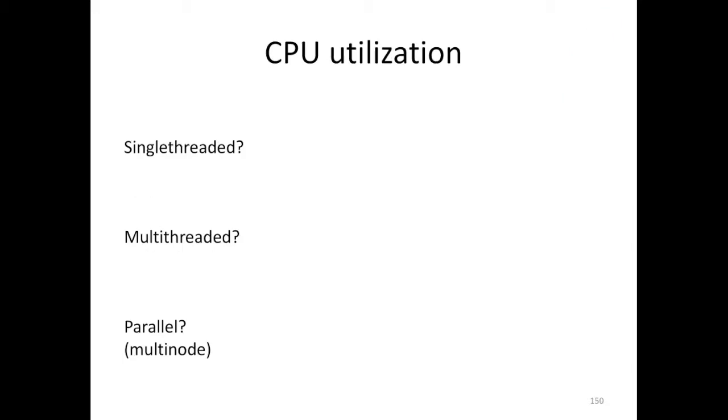So first, let's talk about CPU utilization. The first thing you need to know is whether the programs within your batch script are single-threaded, meaning there's only a single process running a single thread, multi-threaded, that is, a single process with multiple threads running on a single node, or a parallel program that's capable of running on multiple nodes. If these terms are confusing, you might want to go back and rewatch the first video in the Slurm batch system section.